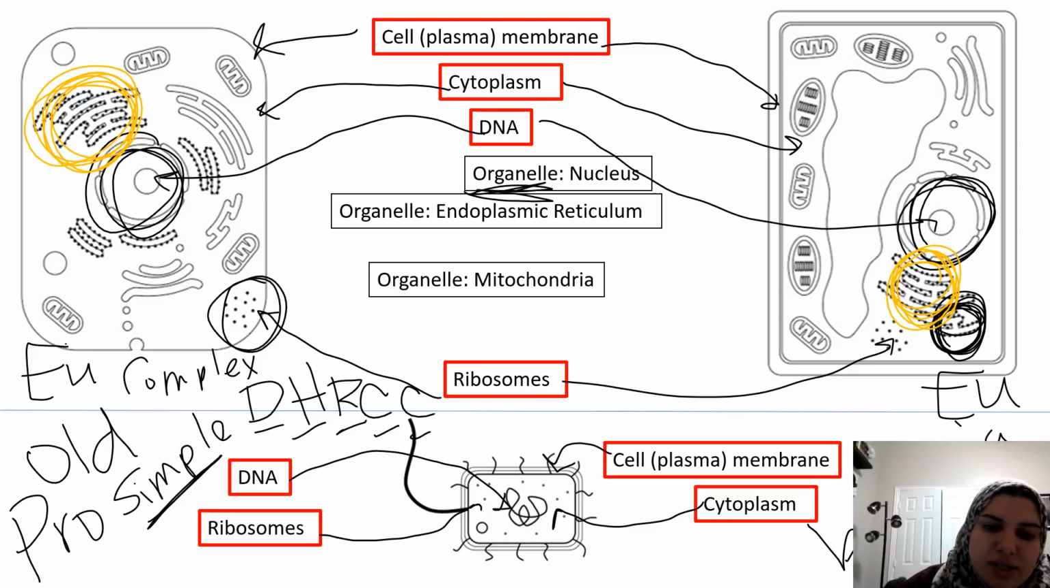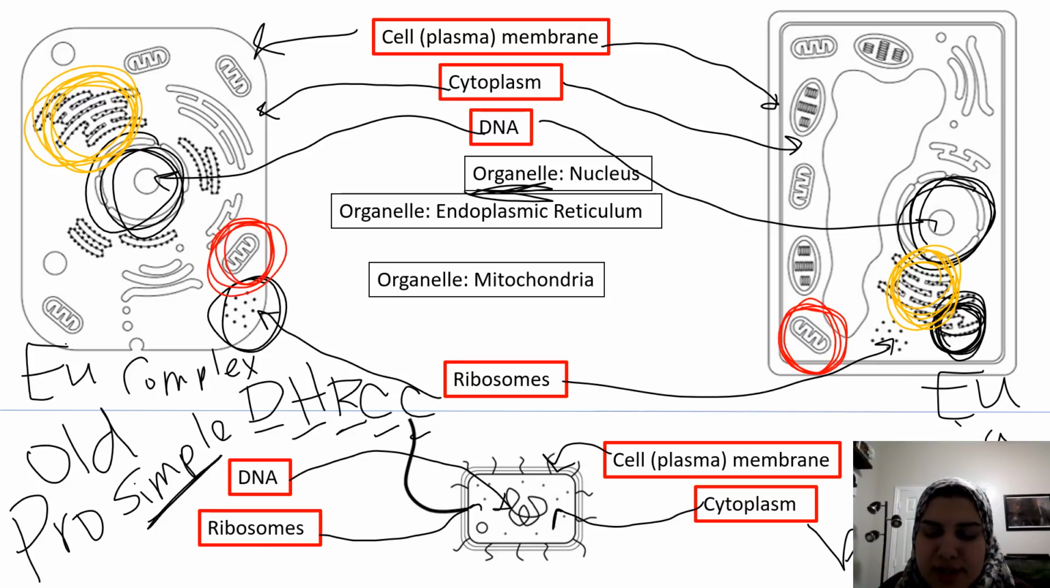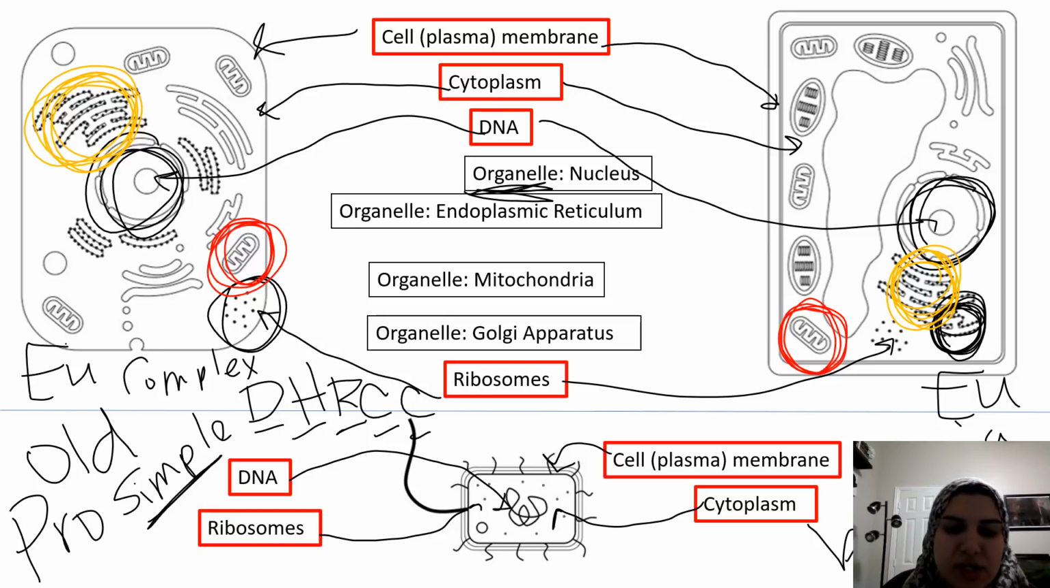I'm going to go ahead and circle this in red. Mitochondria are extremely important because they actually take food and break it down. They do the process of cellular respiration to make energy for us. The next one is the Golgi apparatus.